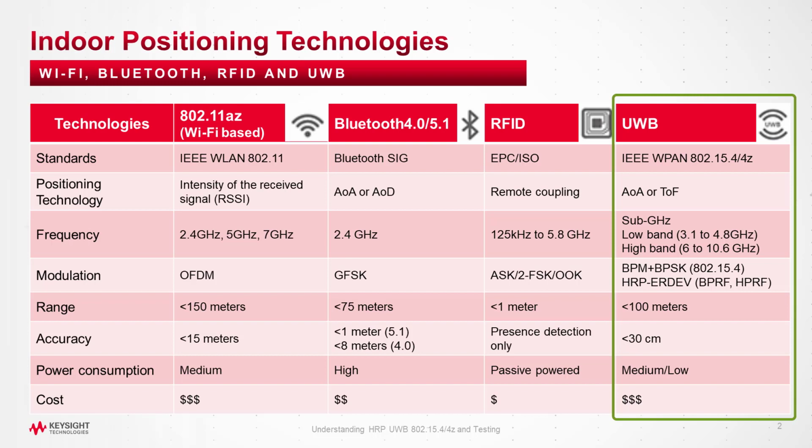HRP UWB is operating in sub-GHz, low band below 6 GHz, or high band above 6 GHz, and it uses impulse modulation. It has some advantages as long ranging and provides more accuracy compared with other wireless positioning technologies. Beyond indoor positioning, UWB can also be used as seamless access control and device-to-device or peer-to-peer services.